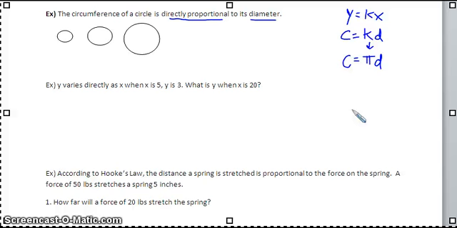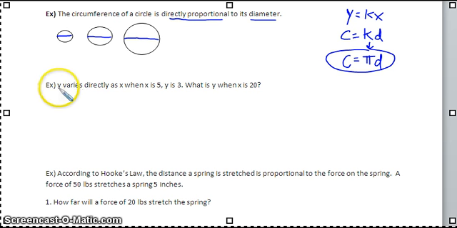If you think about these circles here, the circumference of this circle depends on how big the diameter is. As I increase the diameter, notice the circle is getting bigger. As I increase the diameter, the circumference, or the outside of the circle, is getting bigger. And so that's what we're saying: as d is increasing, so is c. And that's really what this equation is showing us.